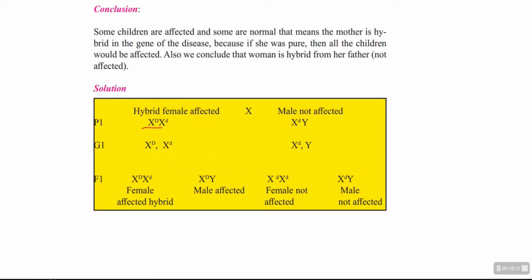So the hybrid female and the not affected male produce gametes. Both of them produce 2 gametes, and the result for the F generation is female affected, male affected, female not affected, and male not affected from this disease. This is like an example, but it is a ministry exam question.